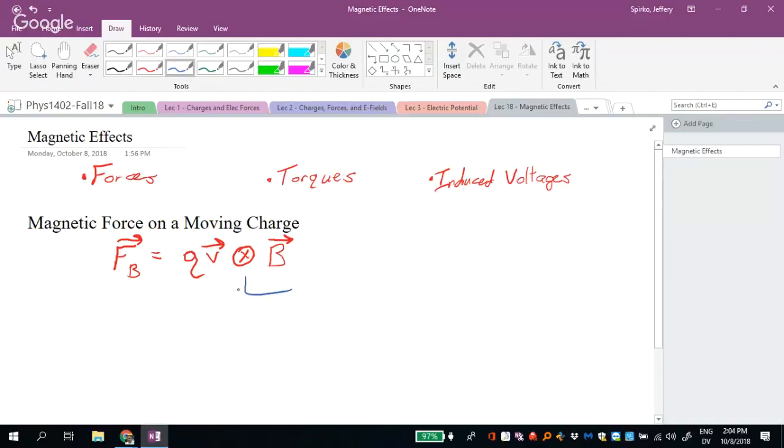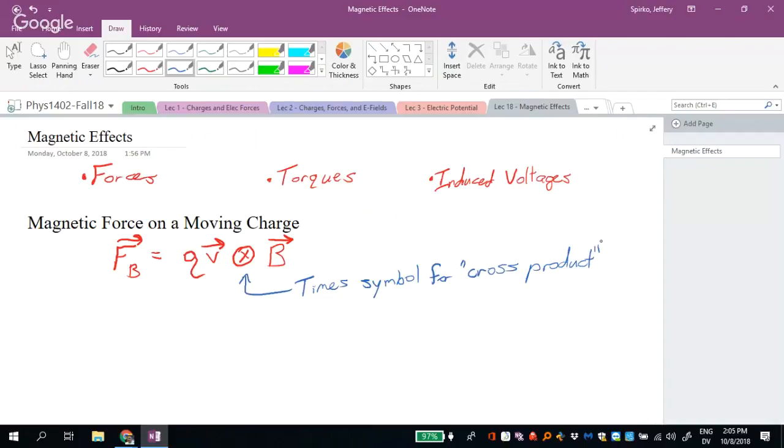And that is a times symbol. I just circle it so it doesn't look like an X in the middle of my formula, because there is no X in this formula. It's literally a times symbol. And it stands for a thing called the cross product.